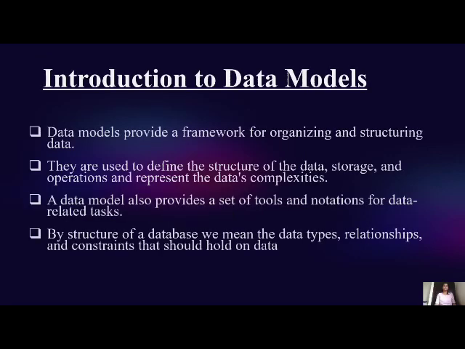So first let us know the introduction of data models. Data models provide a framework for organizing and structuring the data. They are used to define the structure of the data, storage and operations, and they represent the data's complexities. A data model also provides a set of tools and notations for data related tasks. By the structure of a database, we mean the data types, relationships, and constraints that should hold on data.